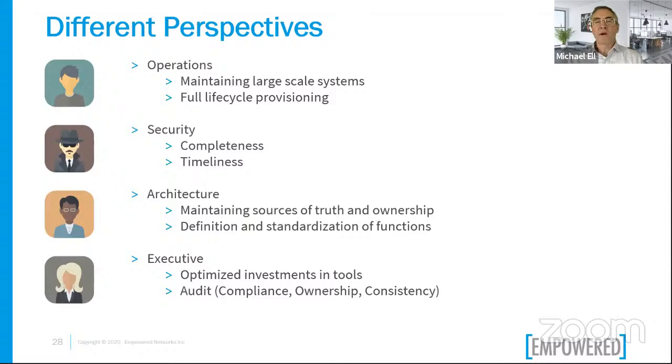Operations is responsible for and therefore interested in maintenance of systems at large scale, as well as full lifecycle provisioning for the components in those environments. When you look at security, their primary interest is in protecting the business as a whole, and that translates into completeness and timeliness. Completeness in that we've all heard the saying, it's not good enough to be 90% secure, and timeliness in the desire to be able to address any identified vulnerabilities before they become material issues. Architecture is concerned about some of the bigger picture questions, such as identifying and maintaining authoritative data sources, and the definition and standardization of enterprise functions.